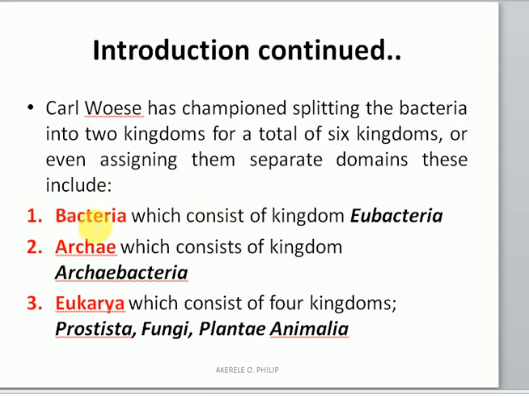Alright, so domain Bacteria. This is a bit advanced, but I think you should know it. So Bacteria is a domain. All those 3, the ones in red, are domains. This domain consists of a kingdom called Eubacteria. The domain Archaea consists of a kingdom called Archaebacteria, and the Eukarya consists of 4 kingdoms. So that means we have 1, 2, 3, 4, 5, 6.